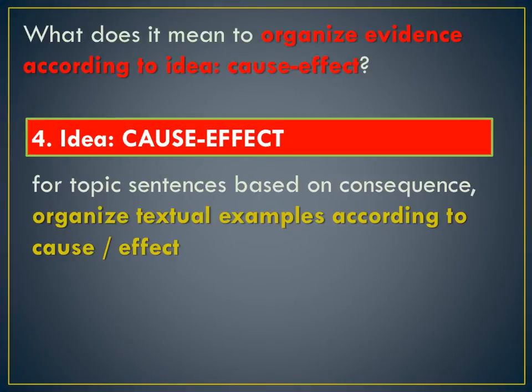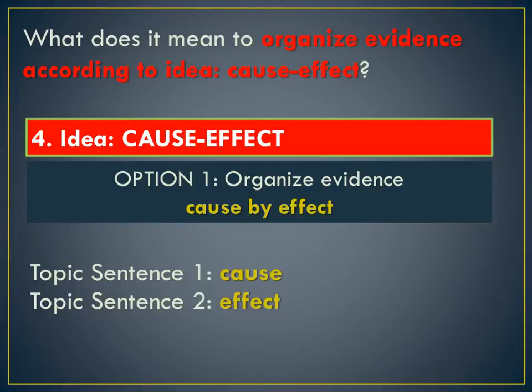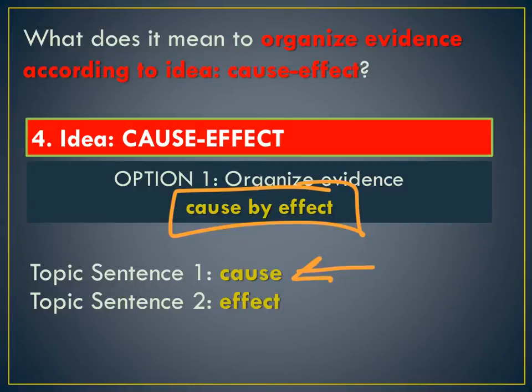Then there's cause-effect, which is a very, very challenging way to organize your examples. But what you're doing is you're going to group your examples so that you can show the reader you're seeing some causal relationship in the text. So if you choose to tackle this kind of organizational method and really this kind of essay, then you have a couple of options. You can group your examples cause by effect. So that means that in one topic sentence you could focus on a cause, and another topic sentence you could focus on an effect. If there's a second cause, you can focus on a second cause in another topic sentence, etc.